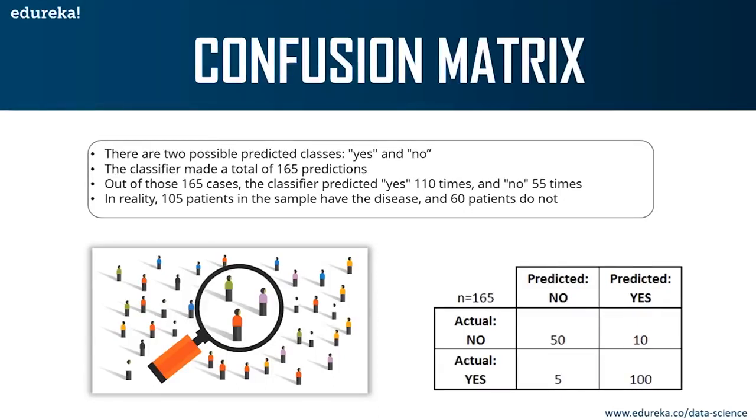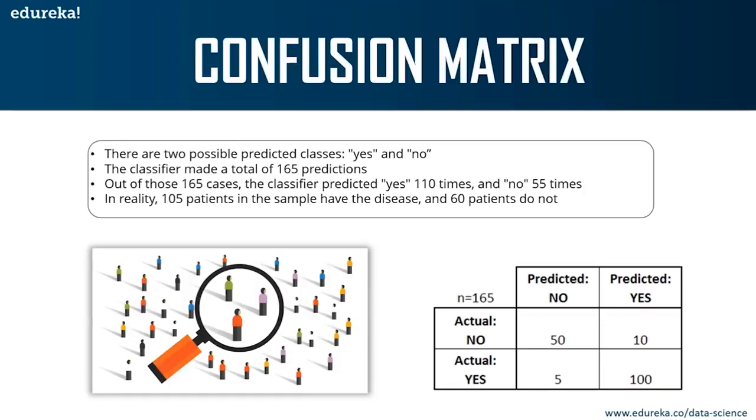So let's look at a small use case. Let's consider that you're given data about 165 patients, out of which 105 patients have a disease and the remaining 50 patients don't have a disease. What you're going to do is build a classifier that predicts by using these 165 observations. You'll feed all of these observations to your classifier, and it will predict the output every time a new patient's detail is fed to the classifier.